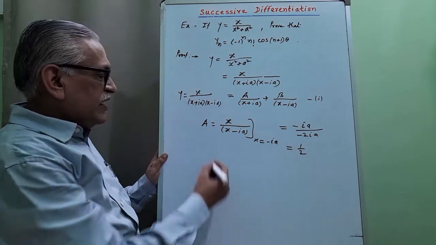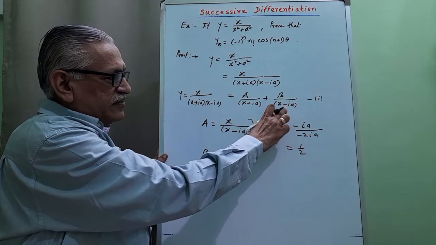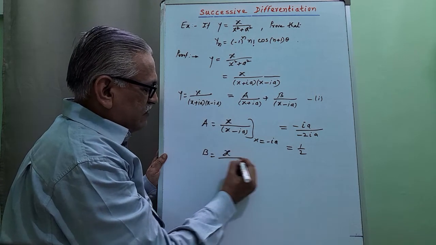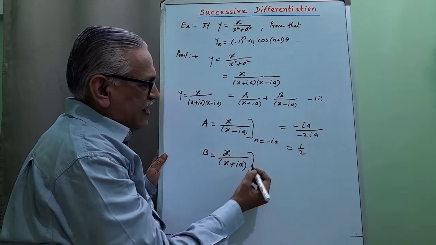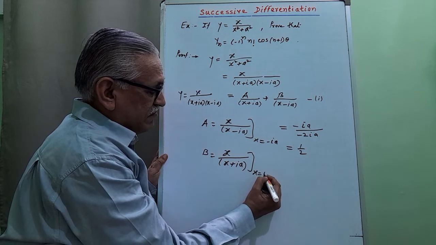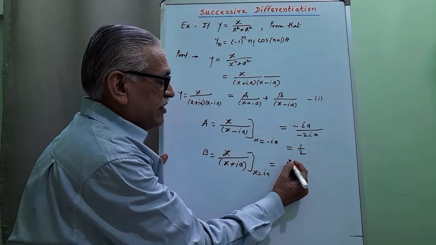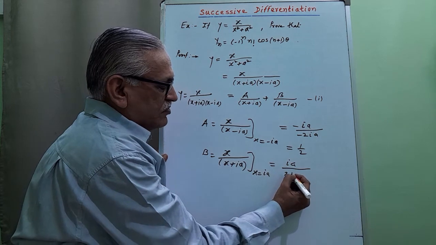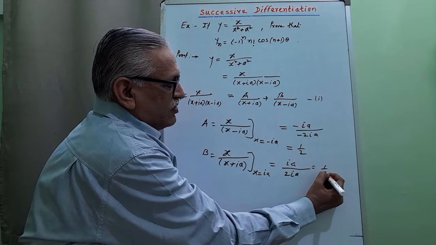Similarly we find the value of b by neglecting x minus ia; the remaining term is x divided by x plus ia, and equating x minus ia to 0, we get x is equal to ia. Substituting that value, we get ia divided by ia plus ia, which is 2 times i into a. This i gets cancelled, and we get the value as 1 by 2.